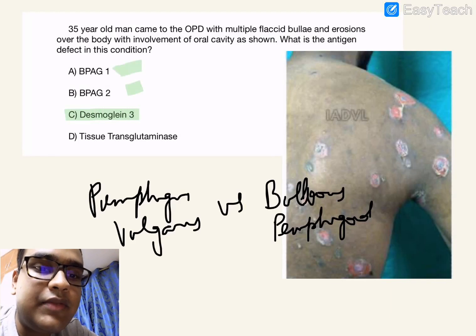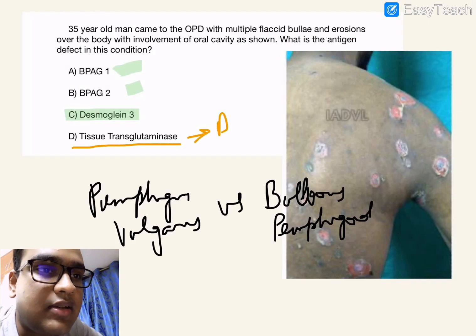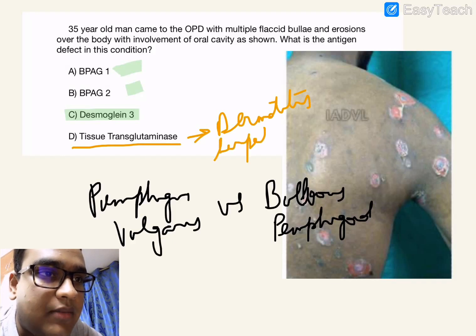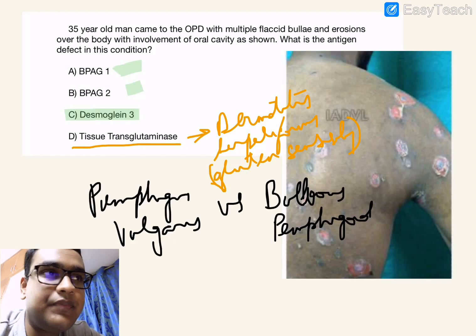These two are seen in bullous pemphigoid, and the defect of tissue transglutaminase is seen in dermatitis herpetiformis, which is associated with gluten sensitivity. So in gluten sensitivity, you find one of the dermatological features, dermatitis herpetiformis, because of a defect in the tissue transglutaminase. So that's it for this video, and thank you.